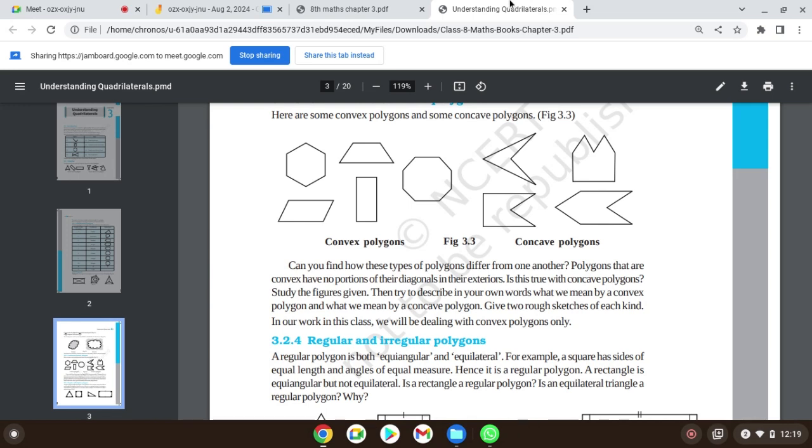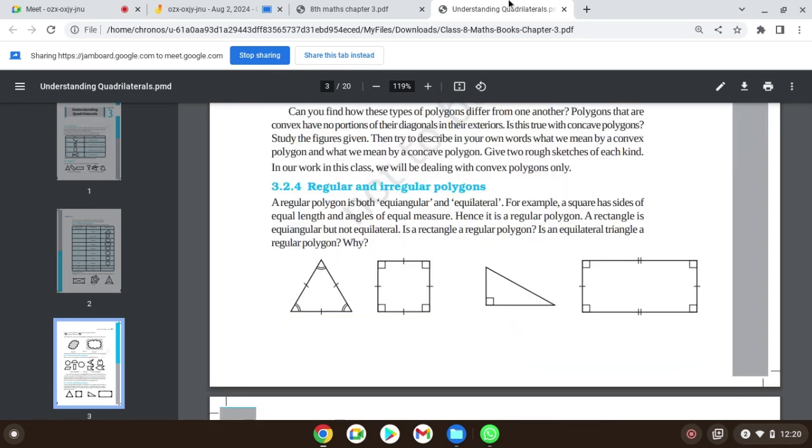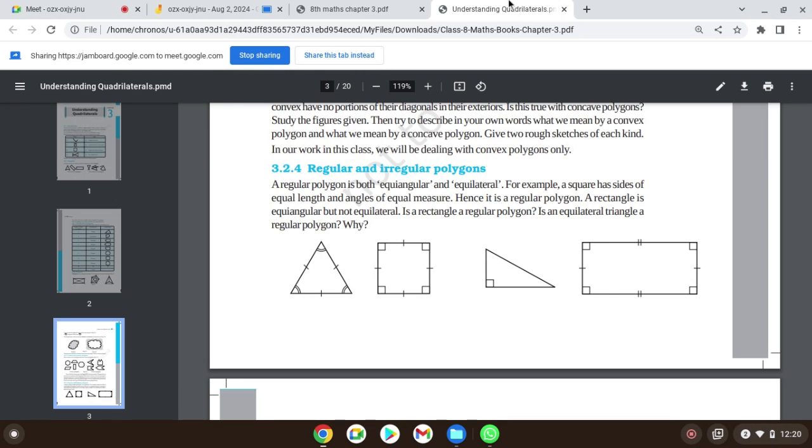Now you have to look in your book. We have a few questions here. Is this true with concave polygons? Study the figures given, that is the convex, that is the concave. Then try to describe in your own words what we mean by the convex polygon and what we mean by the concave polygon. We have two rough sketches of each kind, so we are able to understand this. Okay. Now regular and irregular polygons. Now define regular and irregular polygons.